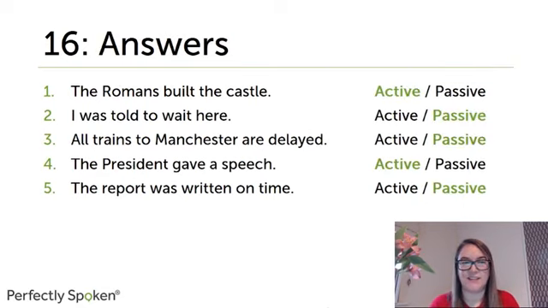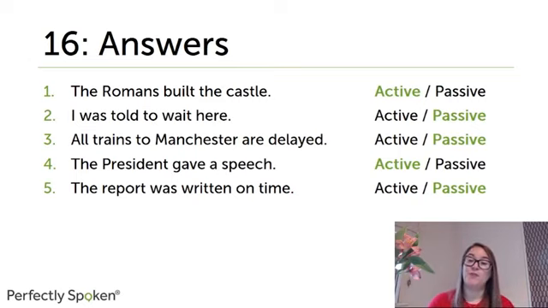Let's look at the answers. So number 1 is active. 2 and 3 are passive. 4 is active. And 5 is passive. So have a look at your active sentences and you can see that in numbers 1 and 4, we know who is doing the action. We know the agent, the Romans or the president. But in 2, 3 and 5, we're not told who.